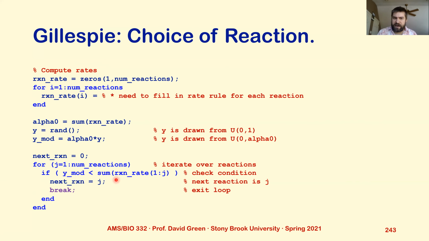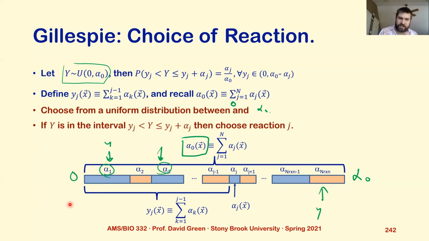I'm using a sum over a progressively larger piece because what I'm actually asking in this code is, first of all, are we in the first interval? Yes or no? If yes, then we keep that. If not, are we in the second interval?